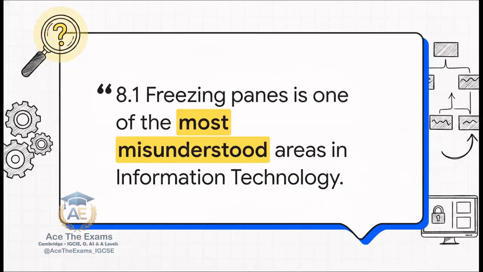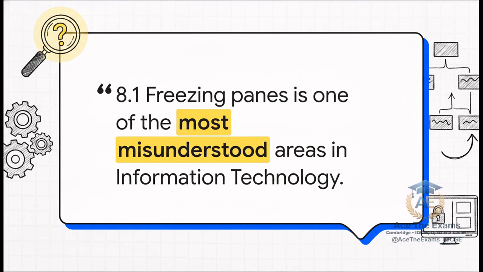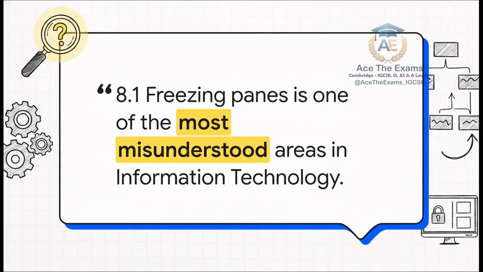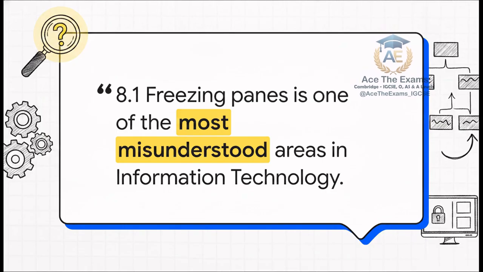Let's jump right in. Look at this quote straight from the principal examiner reports. They explicitly state, "8.1, freezing and unfreezing panes in Windows, is one of the most misunderstood areas in information technology." Just think about that for a second. The examiners themselves are flagging this specific area as a massive hurdle. And why is that? Because the exam is not testing if you know where the button is hidden on a toolbar. It's testing your systematic analysis. It's testing your evidence-based reasoning. They absolutely need to see that you understand the causal relationships behind why and how you manipulate these data views.